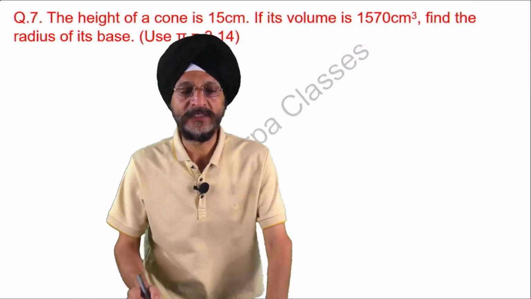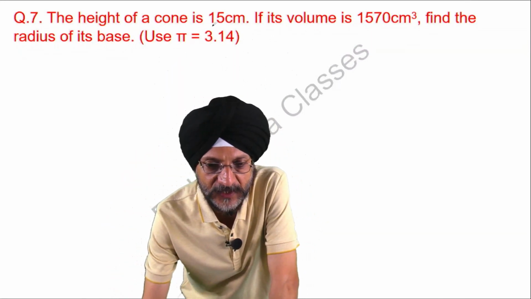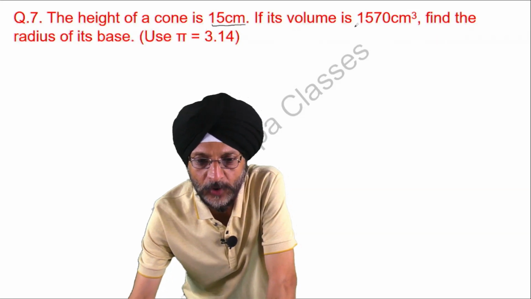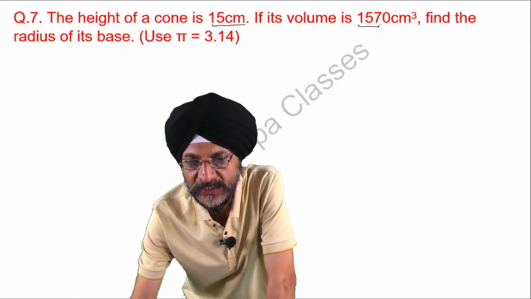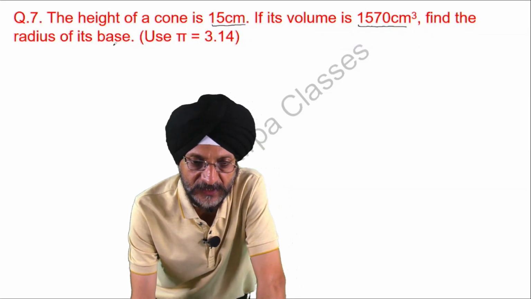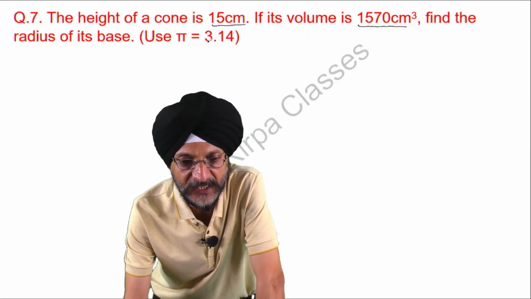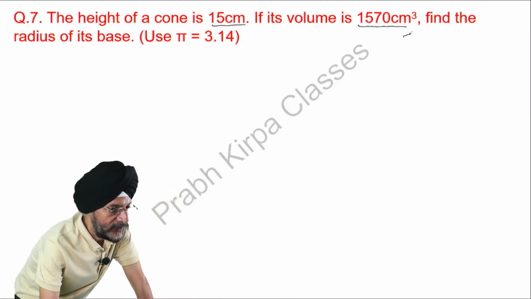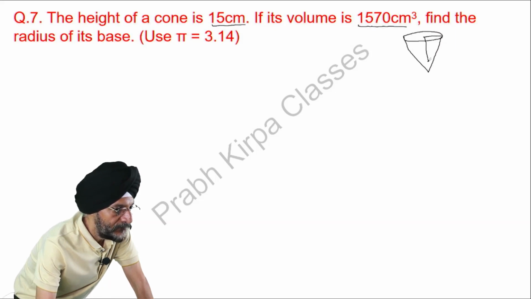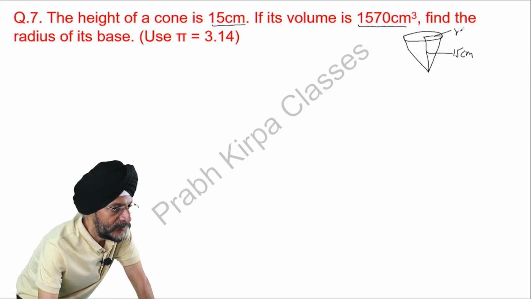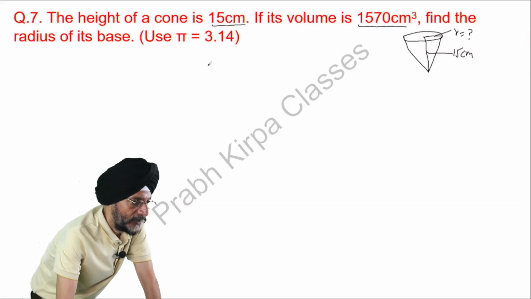Now the question before us is, the height of a cone is 15 centimeter. If its volume is 1570 cubic centimeter, find the radius of its base. The value of pi has been given as 3.14. So this is the cone. This is the radius and this is the height. Height has been given as 15 centimeter. The value of radius is not known and has to be calculated.